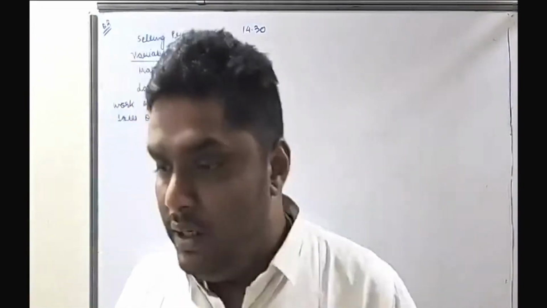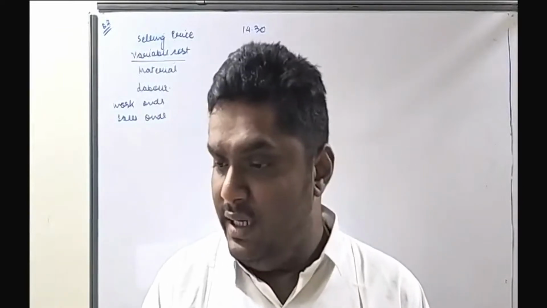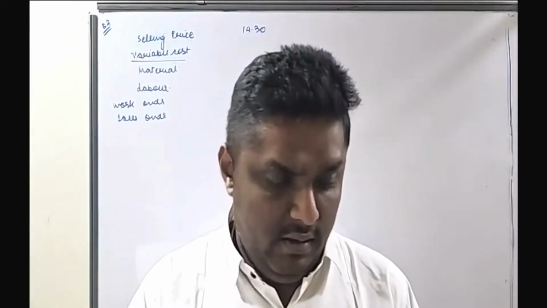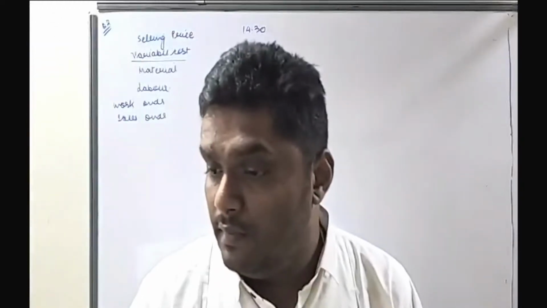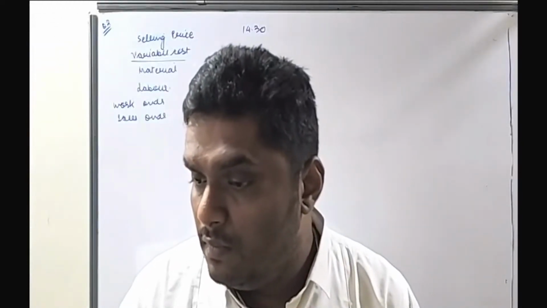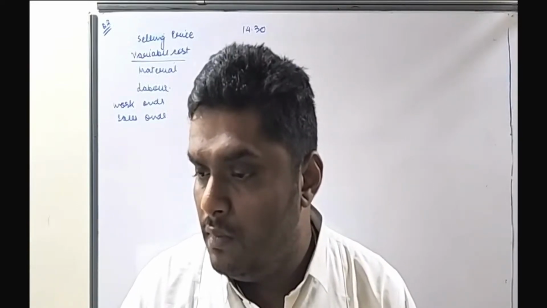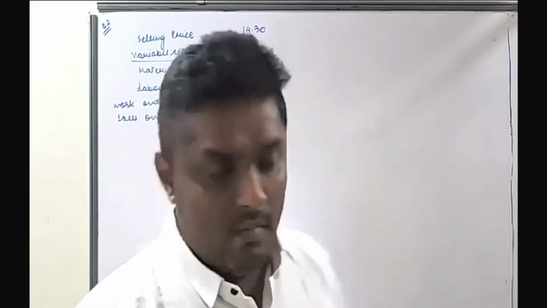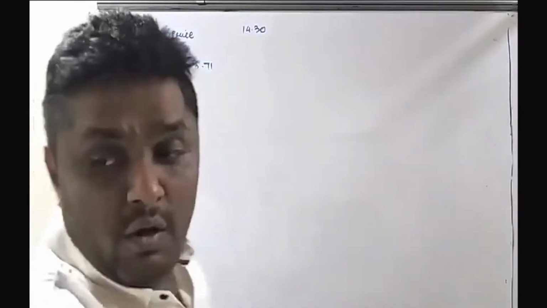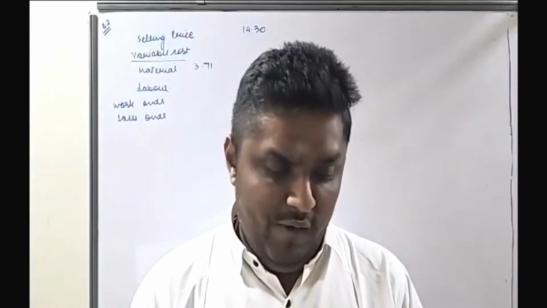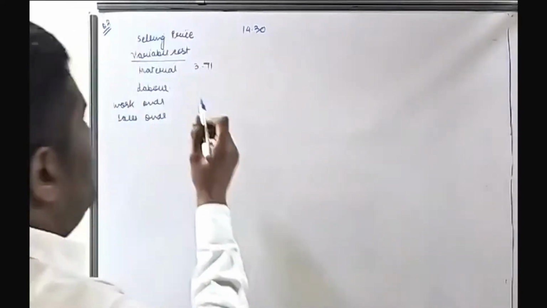Now see, let's calculate the material price. It is 3.5 plus an increase of 6%, so this will be 3.71. When talking about labor, it is 1.25 plus 8% increase, so it will be 1.35.